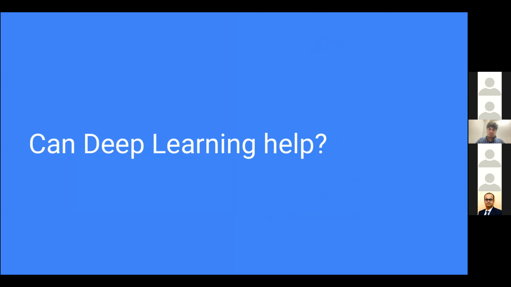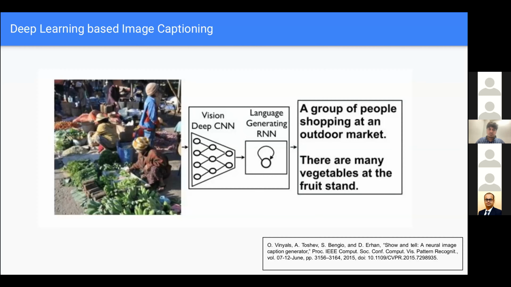Can deep learning help? I would like to run you through some of the recent advances in the domain of deep learning, where they have leveraged deep learning to translate a 2D image into an English language sentence. This is a popular work that was published in an IEEE journal, back in 2015. The title of this work is Show and Tell. I believe this was Google's work. The idea was to translate a 2D image using a combination of convolution neural networks and a recurrent neural network to generate an English language sentence.